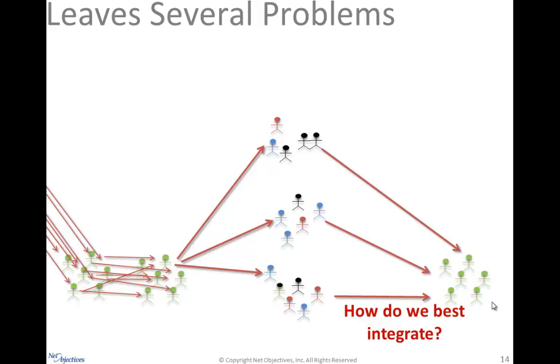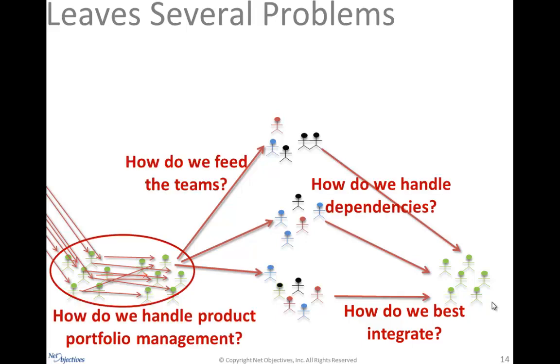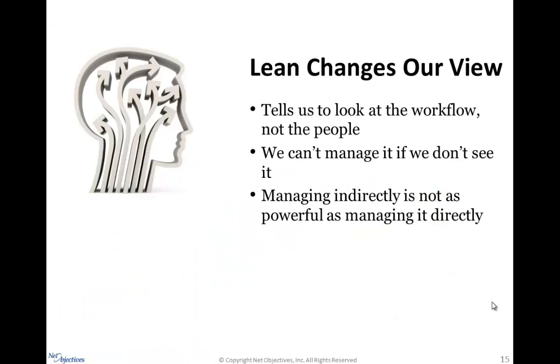In fact, on reflection, I think you can see what happens a lot is that the first order solution results in team level agile being reasonably successful, but it doesn't really take a lot of steps toward enterprise-wide agile. And this is a lot of what our issues are, a lot of what our challenges are. So we have all these things that we don't solve with just the teams going, and we need a higher view. And that's really the point of this talk, that we need a higher view of how to look at the workflow. We can't manage it if we don't see it. Managing indirectly is not as powerful as managing it directly.